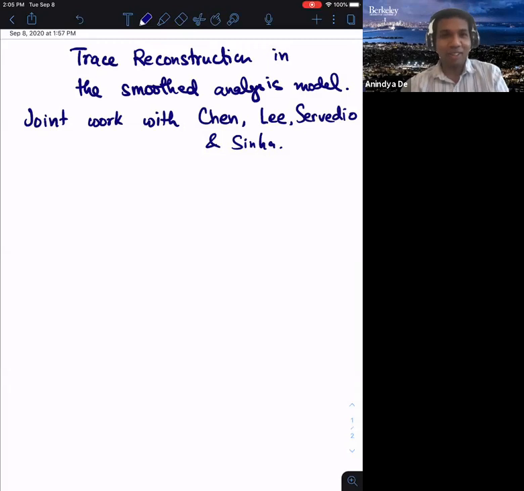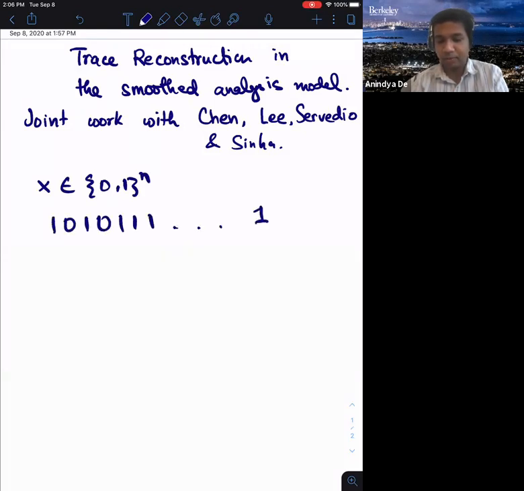So what's the trace reconstruction problem? It's a very basic problem in unsupervised learning. Here's the problem. There's an unknown string X, let's say 1, 0, 0, 1, 1, something like this. This is unknown, and what the algorithm has is access to random traces of X.